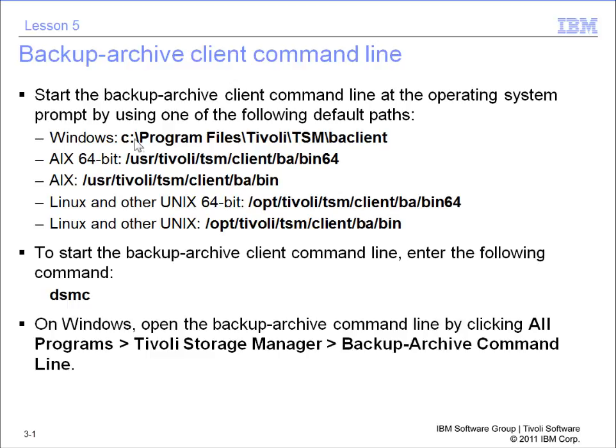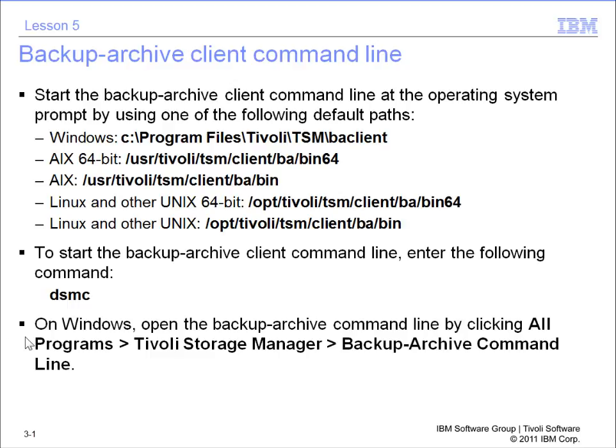But by default for Windows, it's C Program Files, Tivoli TSM BA Client. AIX and Linux and other Unix differ slightly. For AIX, you're going to start with /usr under root. So it'd be /usr Tivoli TSM Client BA in either bin or bin64. Linux and other Unix, you're going to start with /opt. So the directory would be /opt Tivoli TSM Client BA in either bin or bin64.